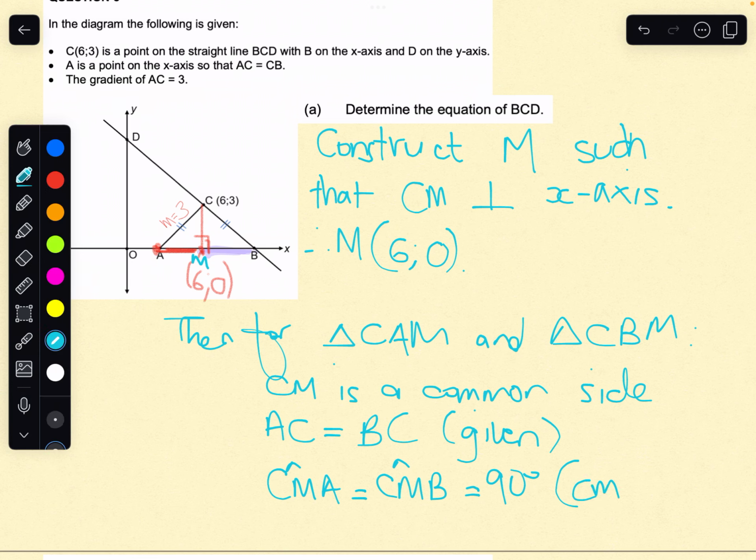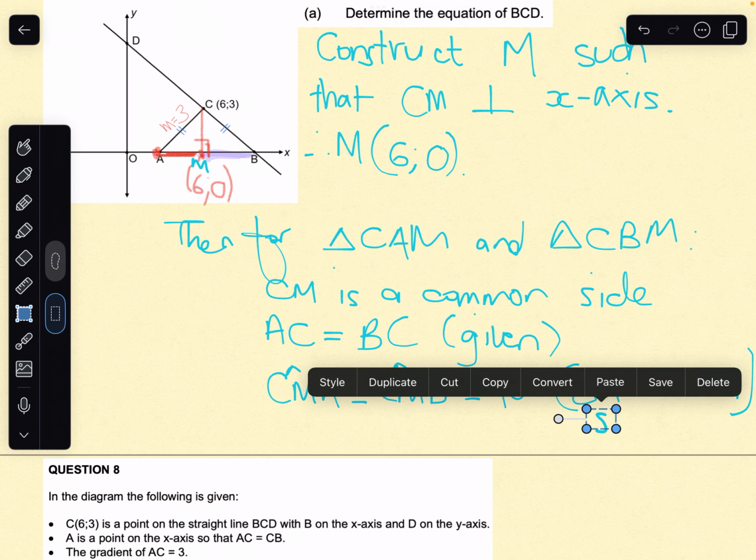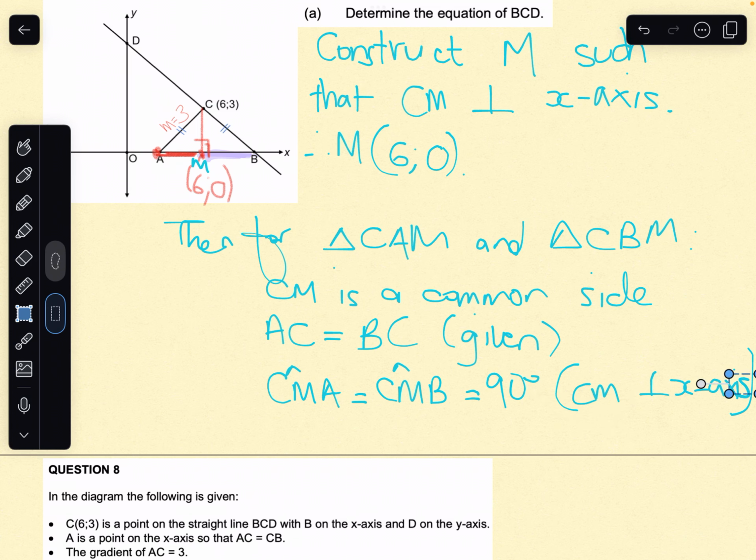So the fact that CM is perpendicular to the x-axis tells us that it's a 90 degree angle whether you look at it this way or you look at it this way.